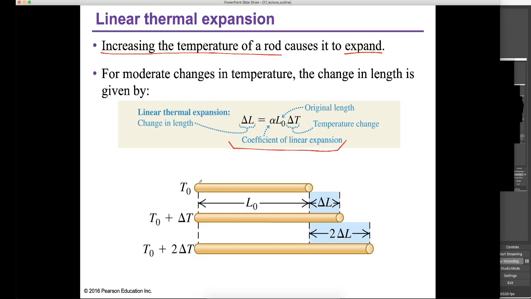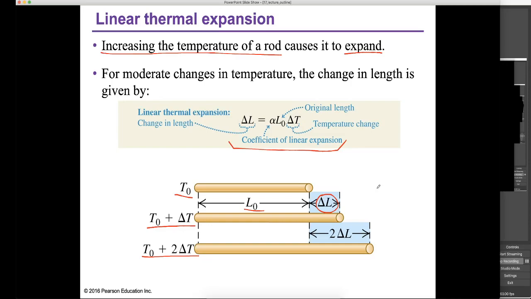So, for example, if you have a rod with original length L0 at temperature T0, if you increase the temperature by delta T, now you have T0 plus delta T degrees, then the length of the rod will be increased by delta L. And if your temperature is increased by 2 times delta T, then the length will be expanded by 2 times delta L. So how to calculate this delta L?